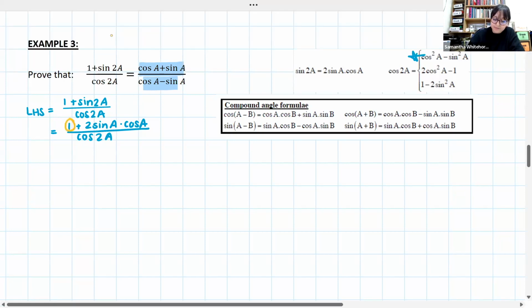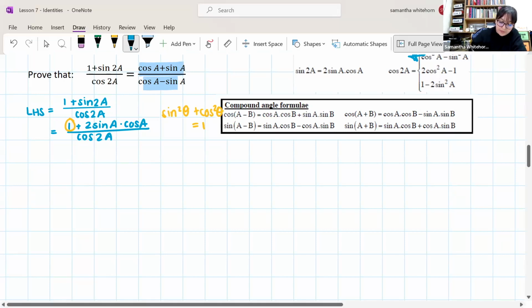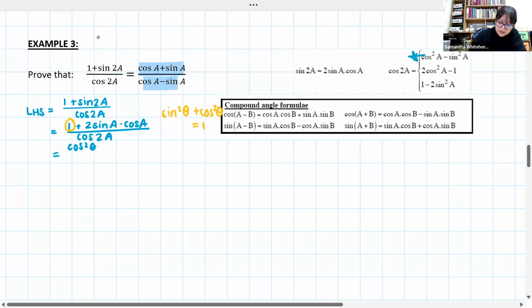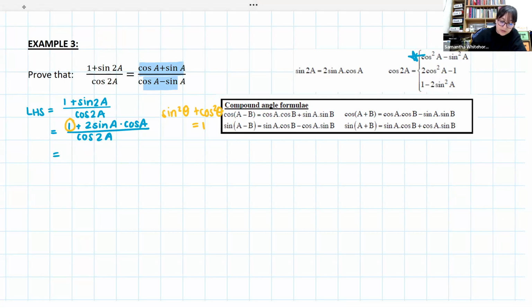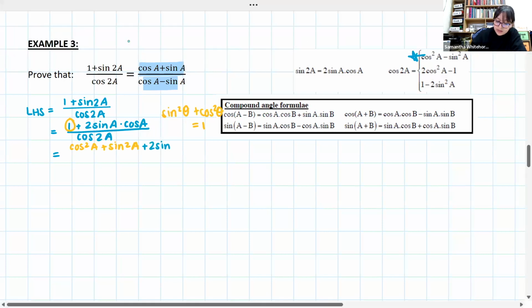But remember that sine squared theta plus cos squared theta is equal to 1. So that 1 I can actually replace with the sine squared plus cos squared. So that's what I'm going to do. Actually, let's continue to color coordinate here. So cos squared a plus sine squared a. That's all from my identity with the 1, plus 2 sine a cos a, all over.